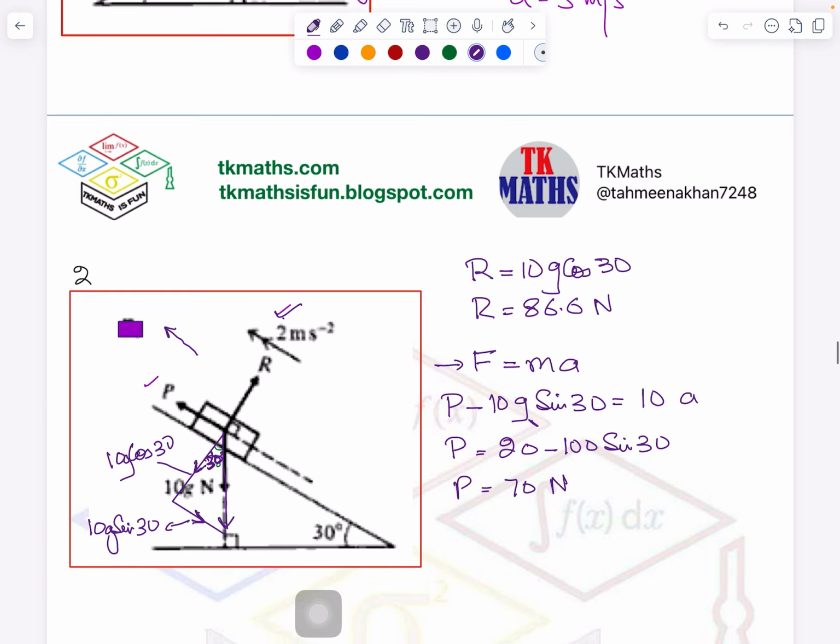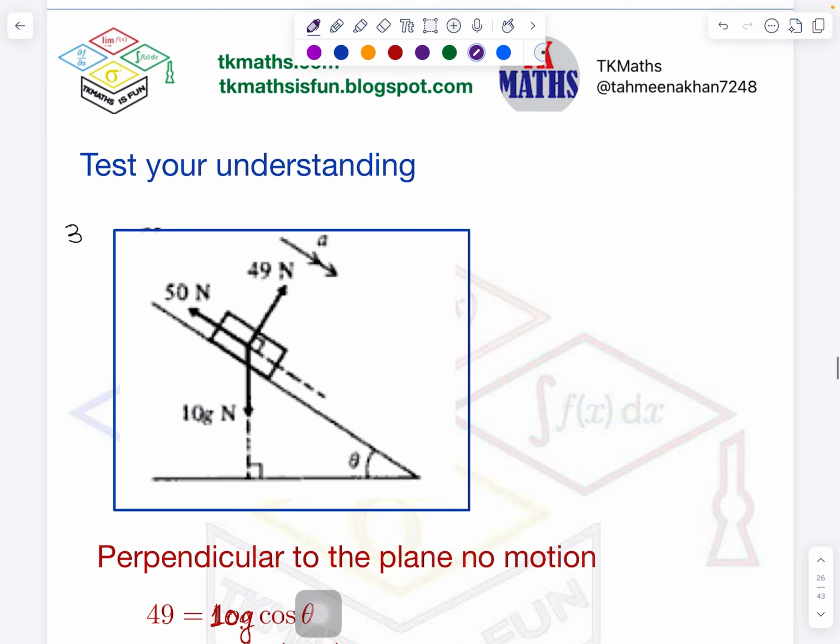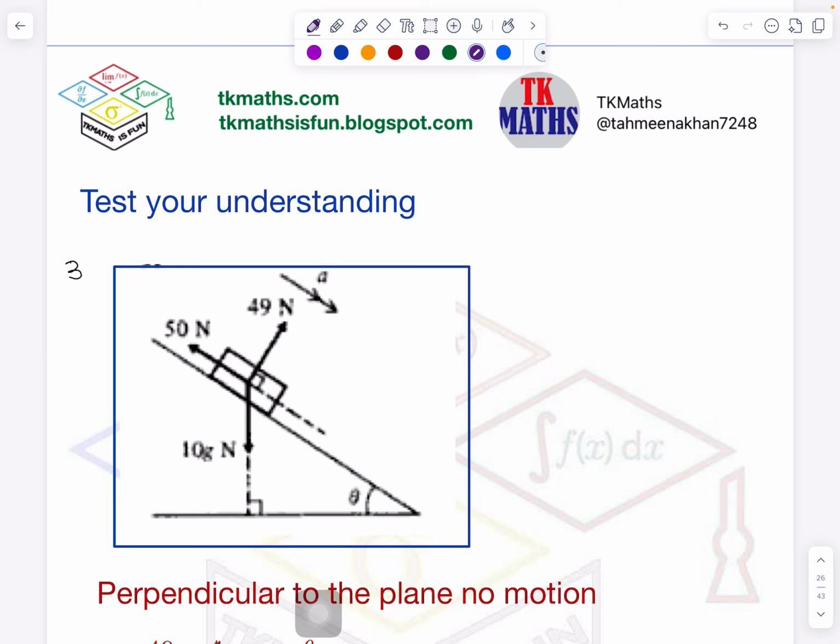So now it is time for checking your understanding. So solve this question, then I will show you the solution of this. Now this time acceleration is happening downward. So you can put the video on pause and solve it. So I am just explaining. If you have solved, then you can check your working.